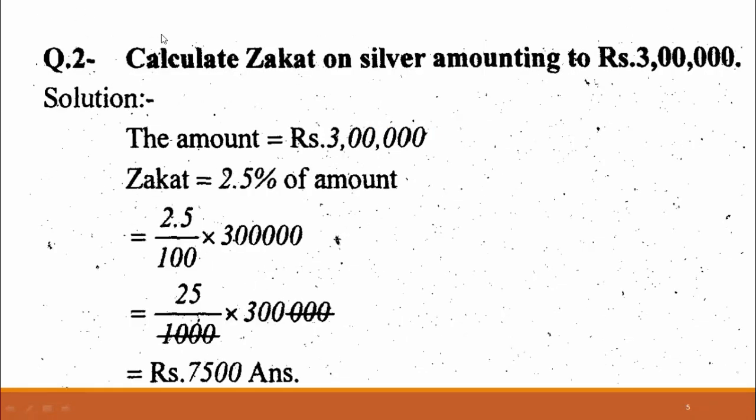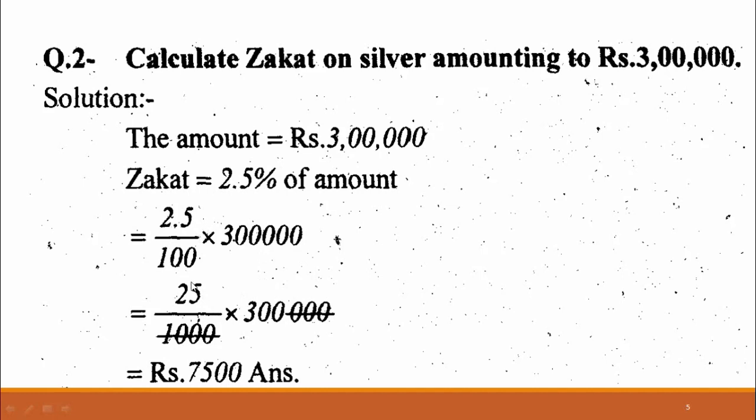Now, the next example: calculate Zakat on silver amounting to Rs 3 lakh, 300000. Dear students, this is similar to the previous problem. The total amount is 300000 rupees. And we know that the rate of Zakat on 100 rupees is 2.5. 2.5% means the Zakat for 100 rupees is 2.5. So 2.5% means 2.5 by 100, multiplied by the total amount.